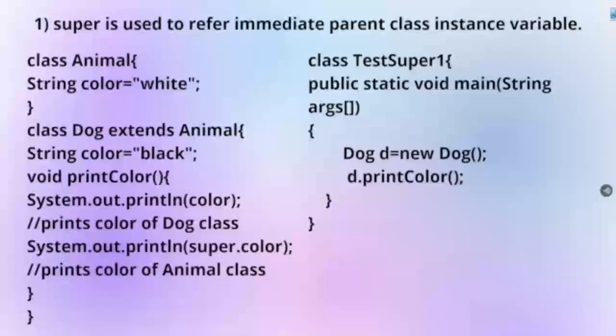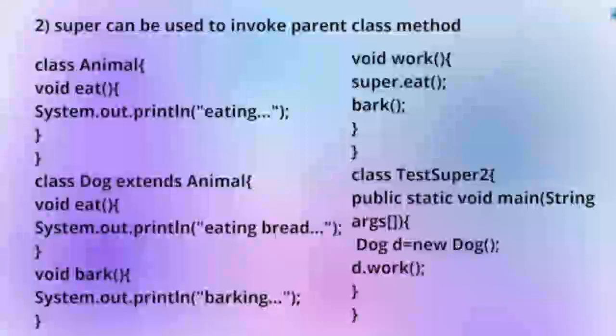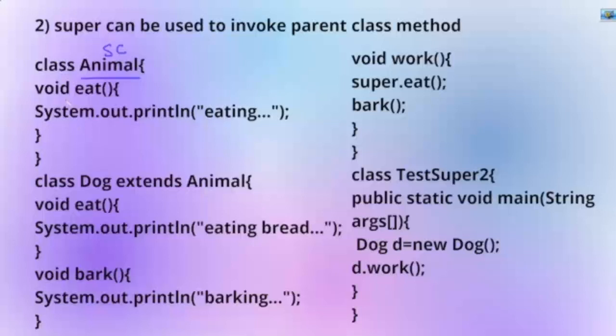Now let us see the second usage of this Java super keyword. Super can be used to invoke the parent class method. Class Animal, again the superclass, and here you have a method that is an instance method, or you can say it is a parent class method or superclass method. It is having eat. So again we have taken this Dog extends Animal, and here when you are going to use the same method it becomes overriding, which we have seen in our previous video. If you want to learn about overriding, I'll also be linking it in the description box and also in the cards.